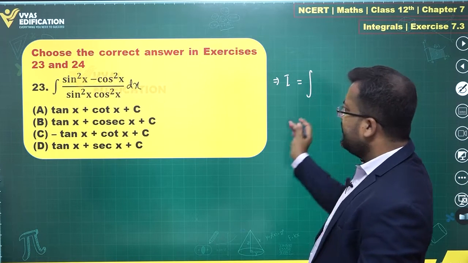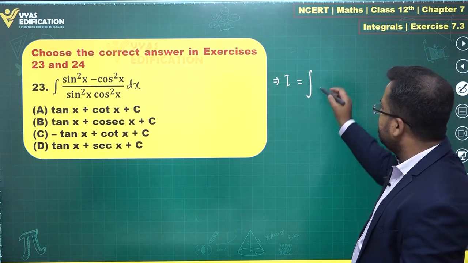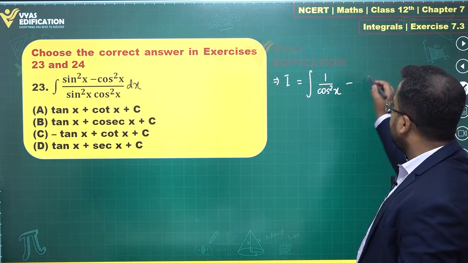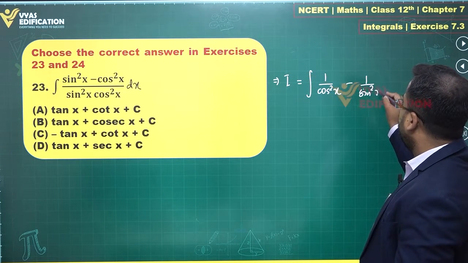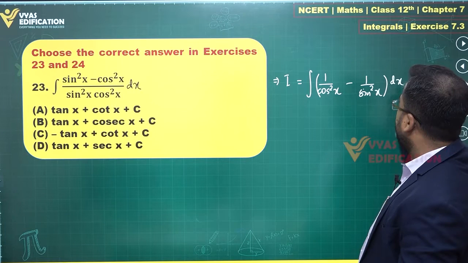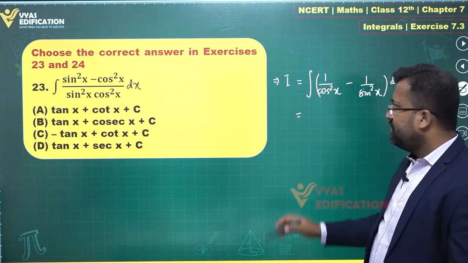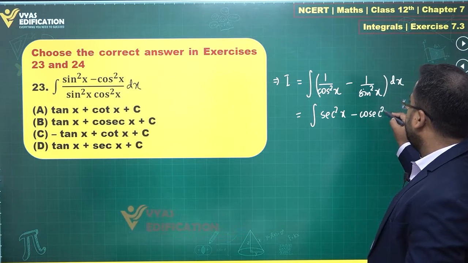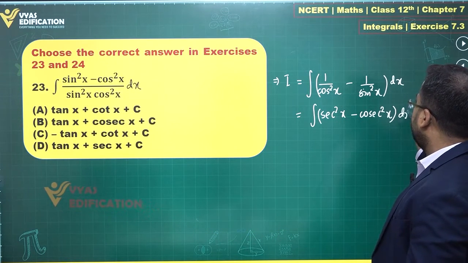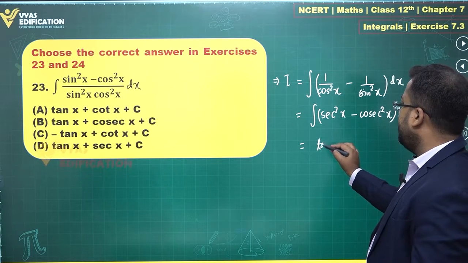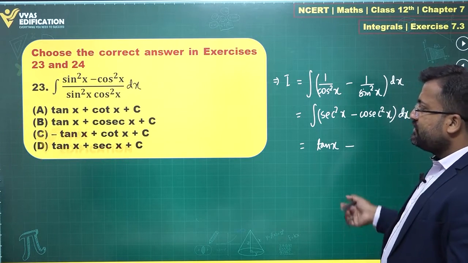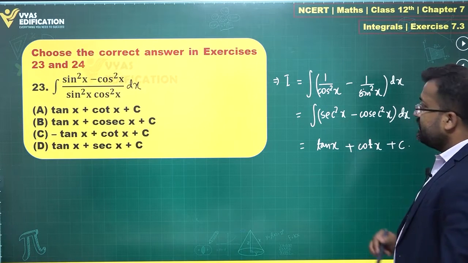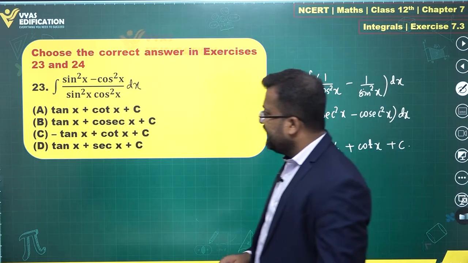I is equal to, can I separate the two terms here? Sin square gets cancelled. This becomes 1 upon cos square x minus cos square, this becomes 1 upon sin square x dx. Separating the two terms, yes, and this is nothing but sec square x minus cosec square x. Integration is pretty simple. The integral of sec square x is tan x minus integral of cosec square x is minus cot x. This becomes plus cot x plus constant. Yes, tan x plus cot x plus c.